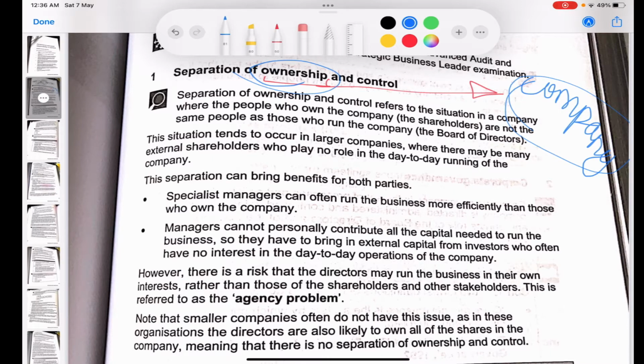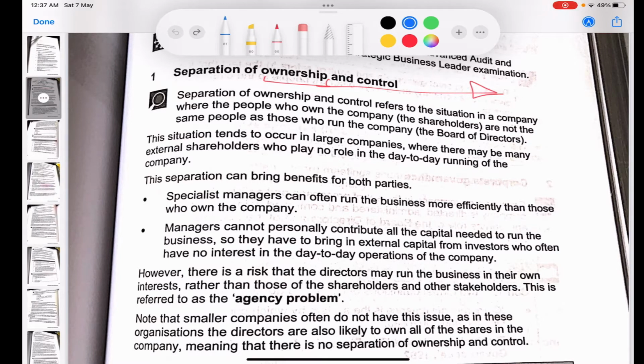But for larger organizations, it is not feasible for the owners to also be the managers and look after the day-to-day operations, because one person cannot do everything and it's very difficult to handle large organizations like that. So that is what we are studying here. Separation of ownership and control refers to the situation in a company where the people who own the company, the shareholders, are not the same people as those who run the company, the board of directors. This situation tends to occur in larger companies where there may be many external shareholders who play no role in the day-to-day running of the company.